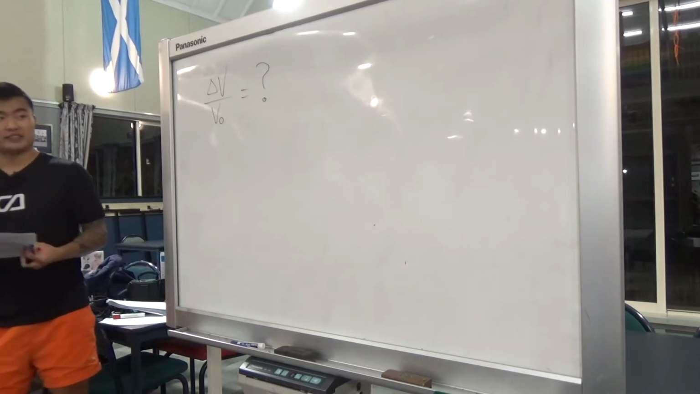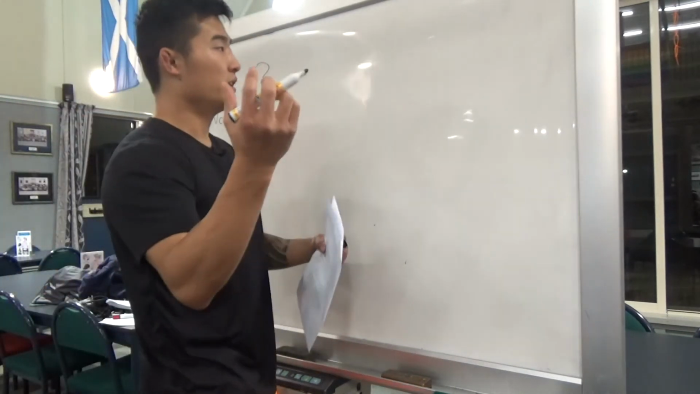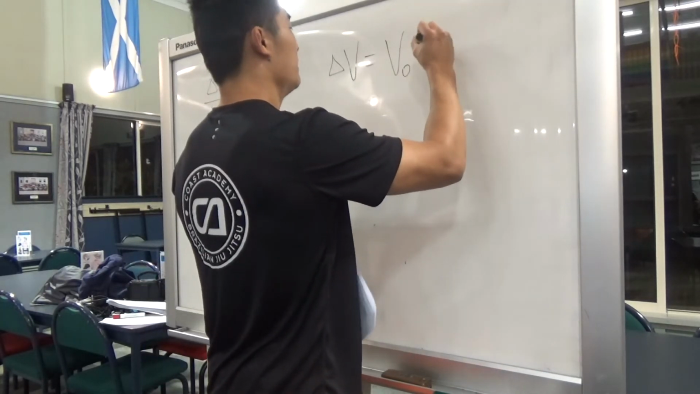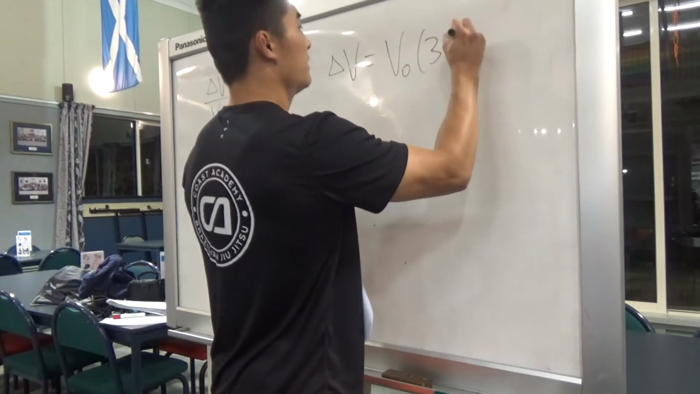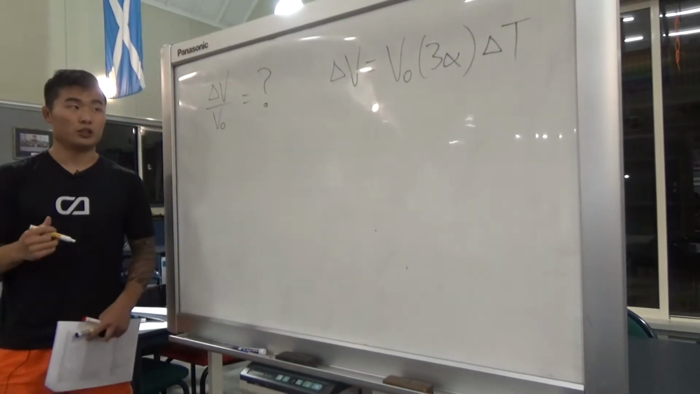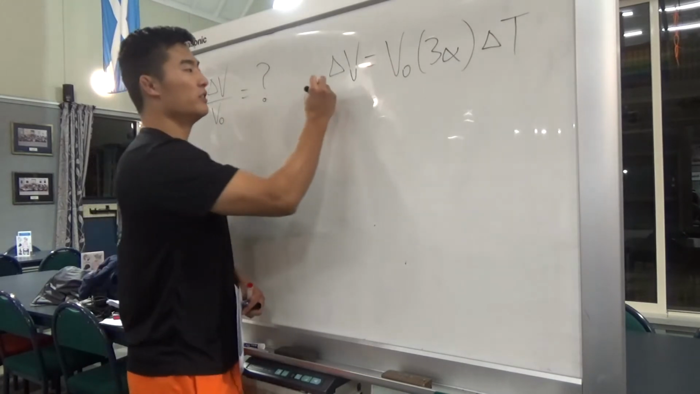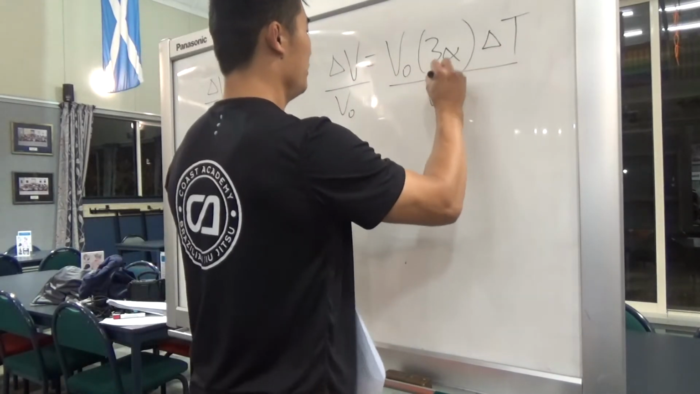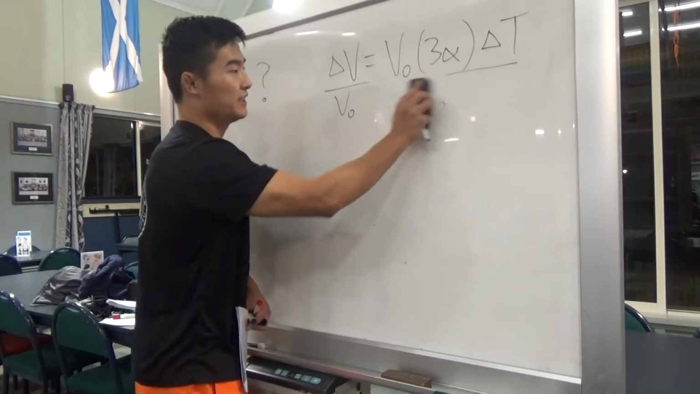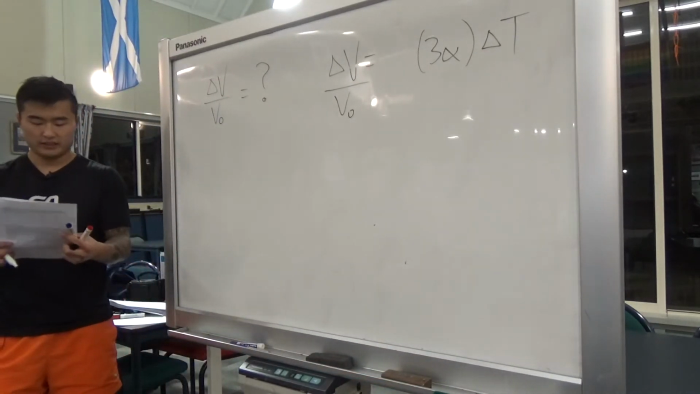So this might look a bit tricky, but if you just go back to your thermal expansion equation, you'll remember that delta V is equal to V0 times 3 times the thermal coefficient multiplied by the change in temperature. So what you need is delta V over V0. So you can just divide both sides by V0. That's just going to turn this side into delta V over V0, and then the other side is going to be your equation, right? So that's how you're going to find out.